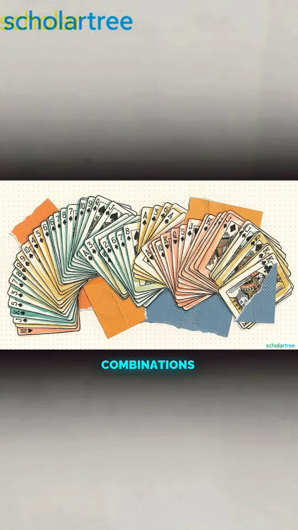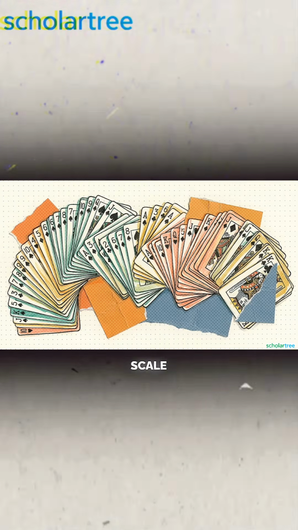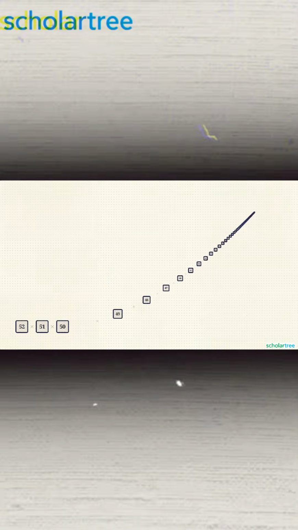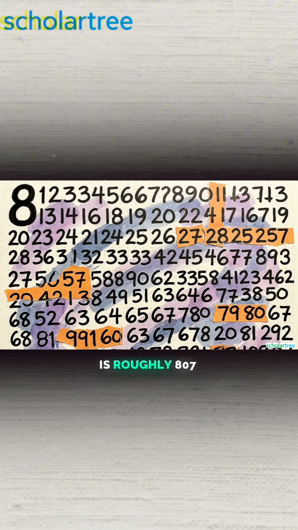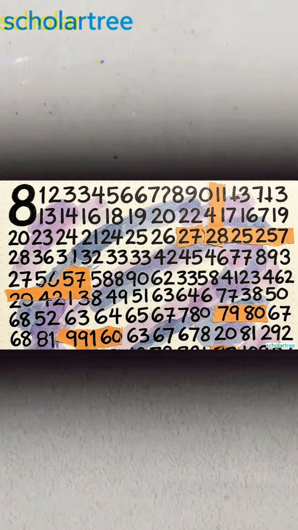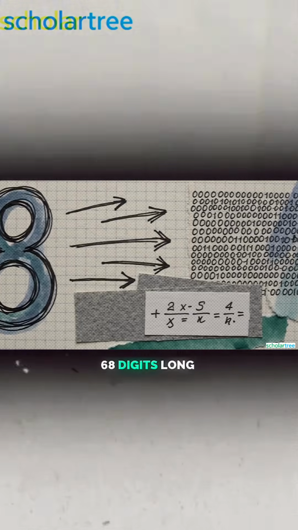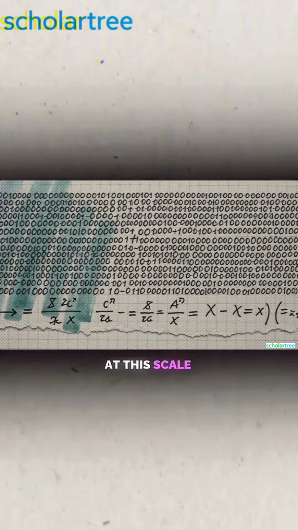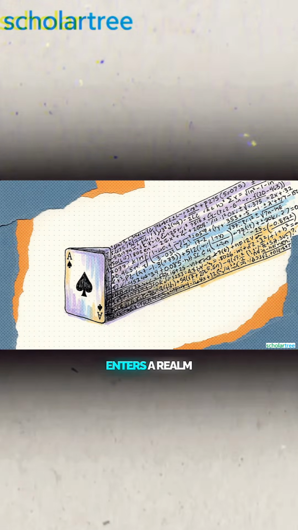To find the total combinations for a full deck, we simply scale that multiplication up to the macro level. 52 options for the first spot, 51 for the second, and 50 for the third, continuing down to the final card. The result of that calculation is roughly 8.07 times 10 to the power of 67. This is a number 68 digits long. It is a scale of magnitude that sits far beyond standard human experience or comprehension. At this scale, a common household object enters a realm of mathematical impossibility.